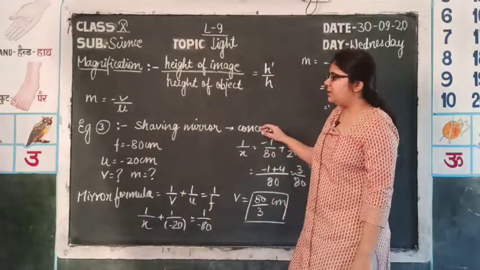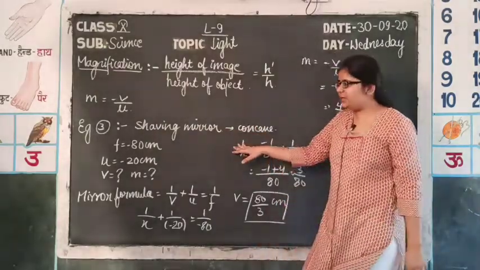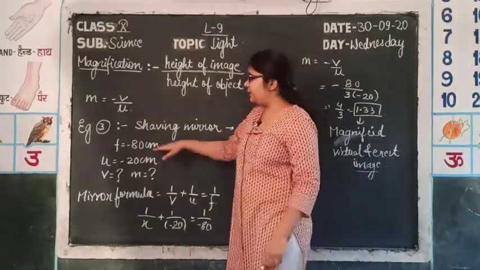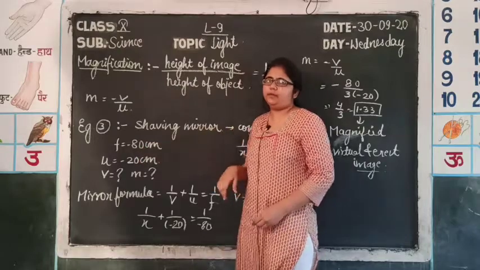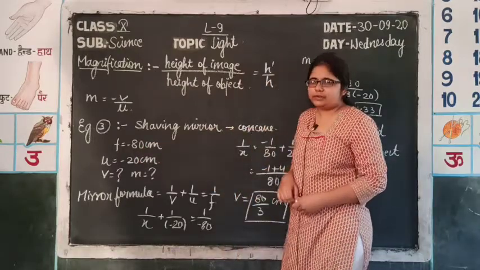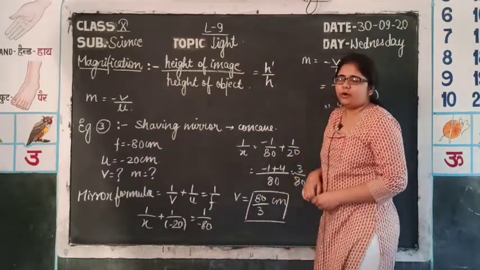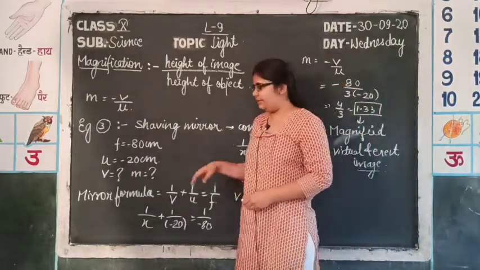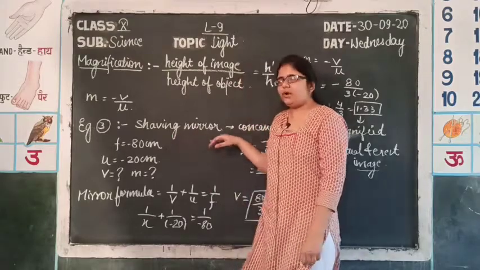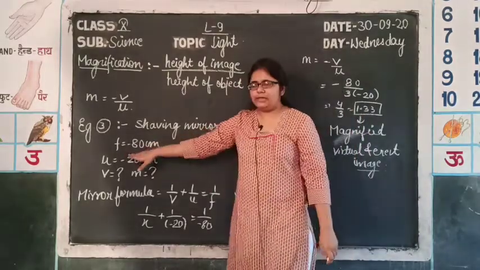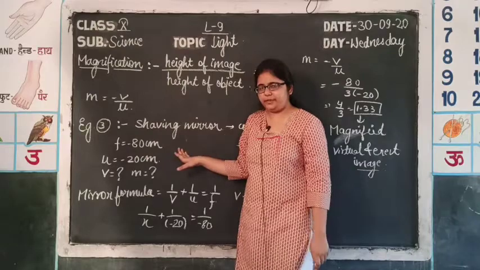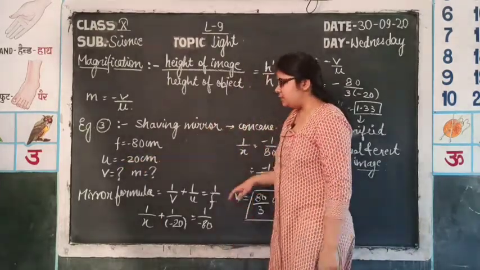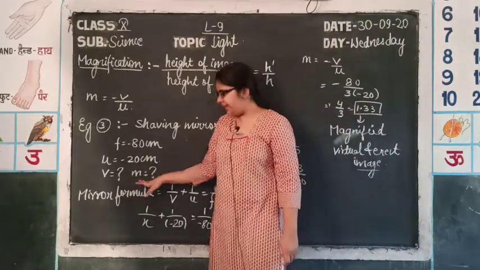First of all, a shaving mirror is a concave mirror, and I have told you in the previous class that for a concave mirror, the focal length is negative. In a concave mirror, the radius of curvature, the distance of object from the mirror and the focal length, these three are always negative. So, as the shaving mirror is a concave mirror, we will take focal length as minus 80 centimeter and object distance as minus 20 centimeter. We have to find v and magnification.